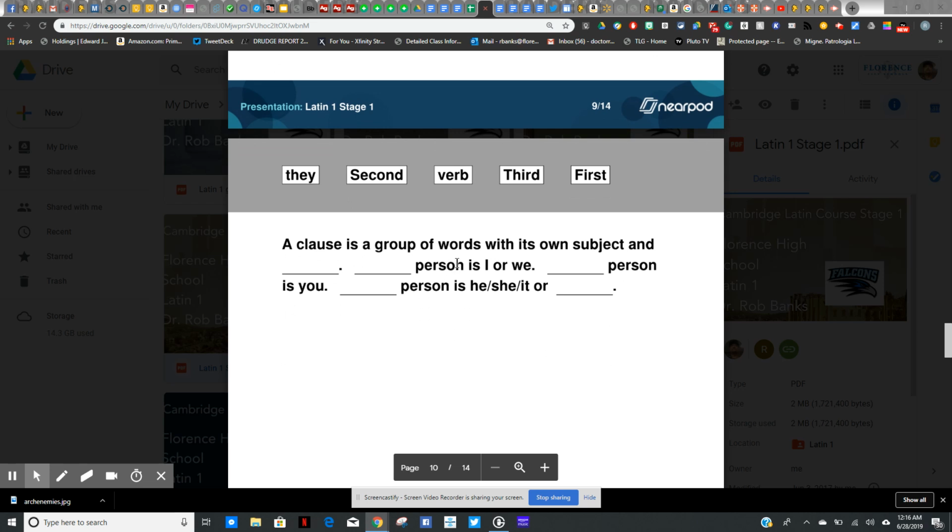So a clause is a group of words with its own subject and verb, of course, right? Blank person is I or we, that's first. Blank person is you, that's second. And third person would be he, she, it, or they.